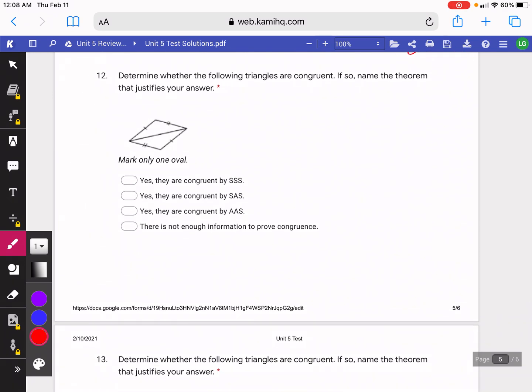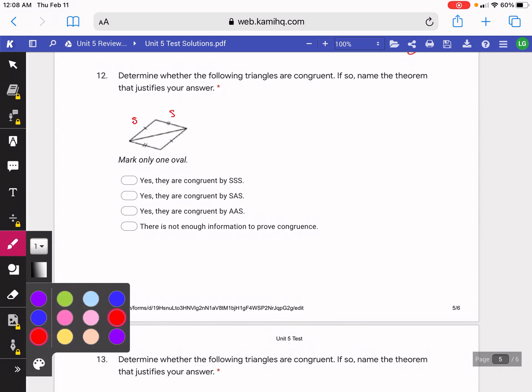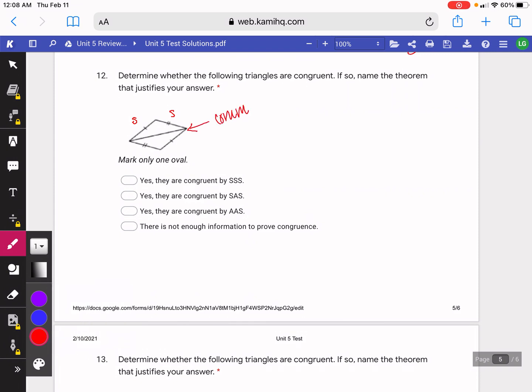Now we're going to determine if the triangles are congruent and the theorem that justifies it. Here we notice that there's two congruent sides on these triangles. So we need to look for a third thing, either an angle or a side. Here we see a common side. Since this side is really on both triangles, we know that the third side of the triangles is also congruent. So they are congruent by side, side, side.